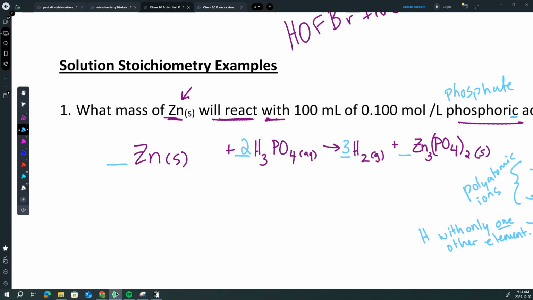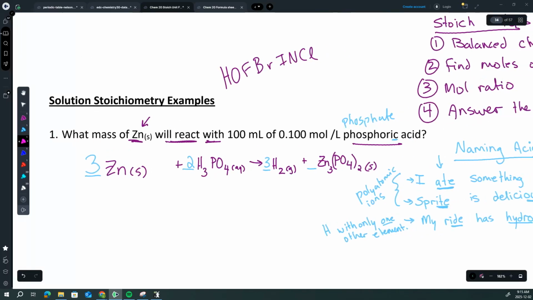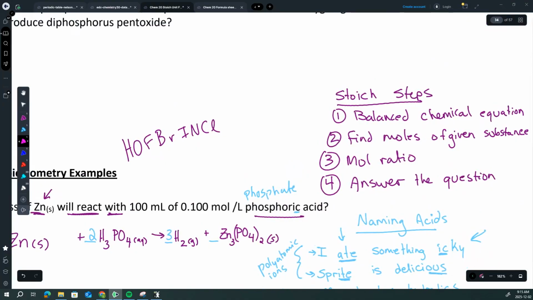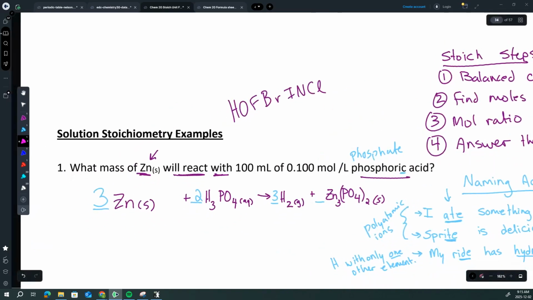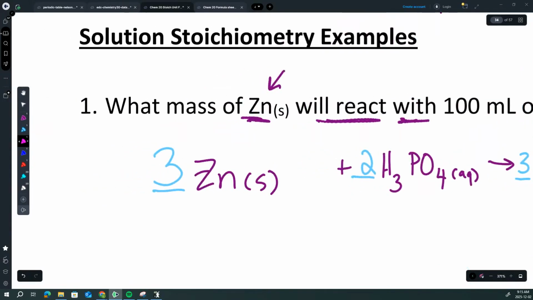Okay, and last but not least, we're going to worry about zinc. So there's 3 zinc coming out. We've got to make sure there's 3 zincs going into the reaction. And that's balanced. So that is step 1, balanced chemical equation, finished. Now I'm just going to organize some information that we've been given before I move on to step number 2. Okay, so it asks us what mass of zinc.